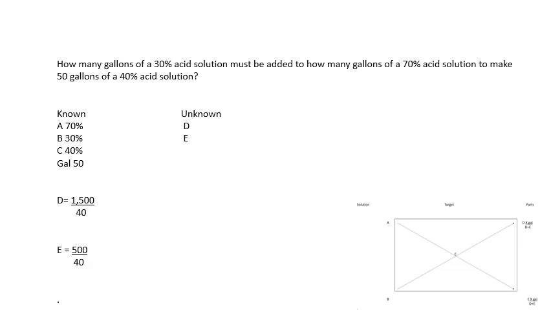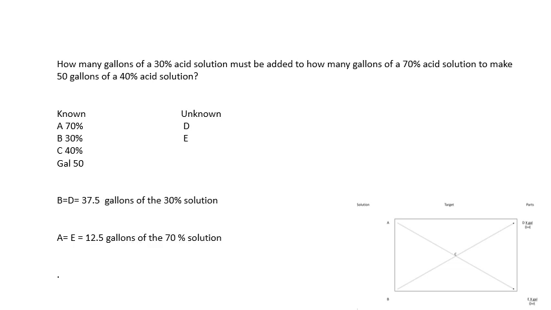So you have 1500 divided by 40 for D, and for E you have 500 divided by 40. We do the division, and D is equal to 37.5 and E is equal to 12.5 gallons. Remember when looking at your chart that A is equal to E and B is equal to D.